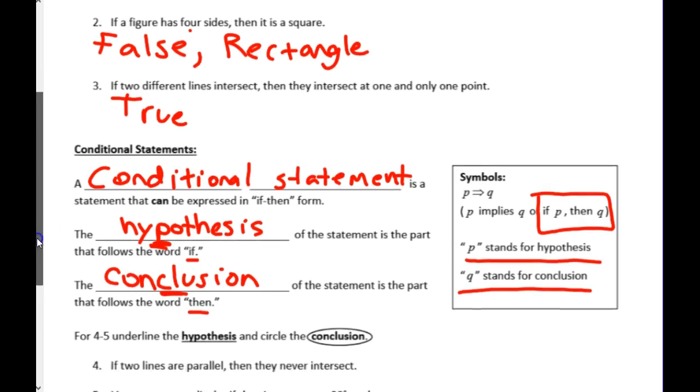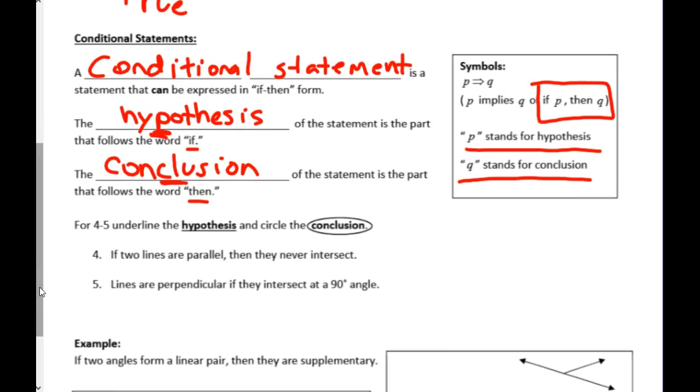Okay, now, here's the dealio. If you have a sentence, they want you to be able to tell me what is the hypothesis and what is the conclusion. So, here's how you do this. You're going to underline the hypothesis and you're going to circle the conclusion. Now, the hypothesis is always after the word if, right? That's what it said up here. So on number 4, if, and then I underline the hypothesis. By the way, these were P and Q up here.